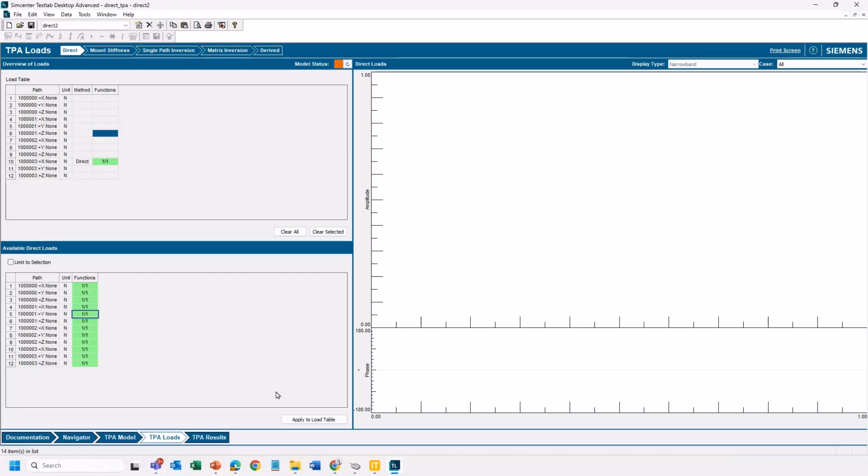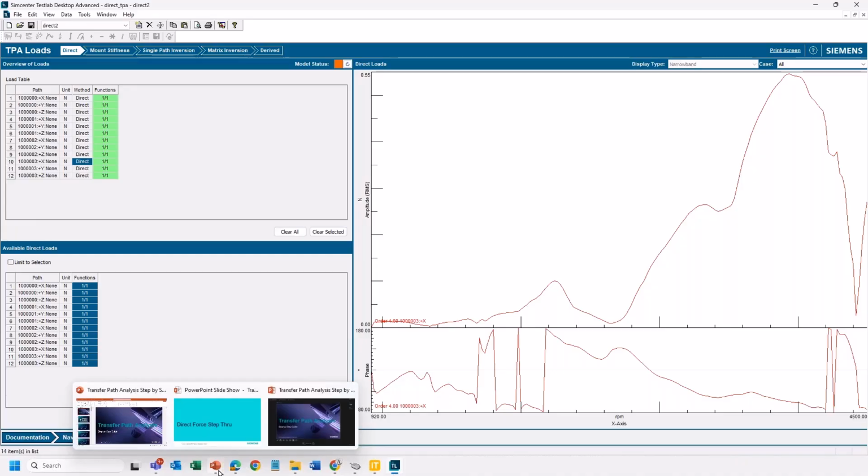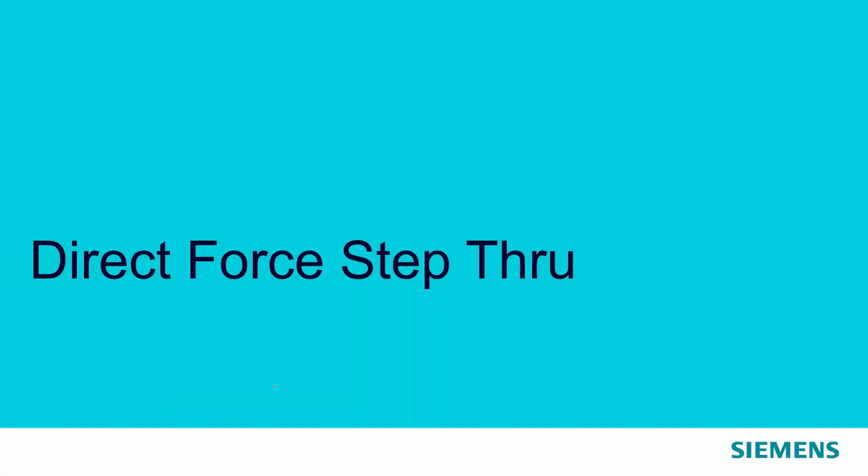And notice in this case, I could apply to load table one path at a time. And I could actually do a combination of different methods, mount stiffness, etc., all in the same model. But this is the active model. In this case, it just made sense to do it all at once. I'll try to touch on that again later, and hopefully it'll make even more sense.